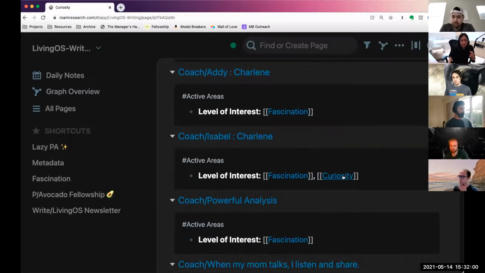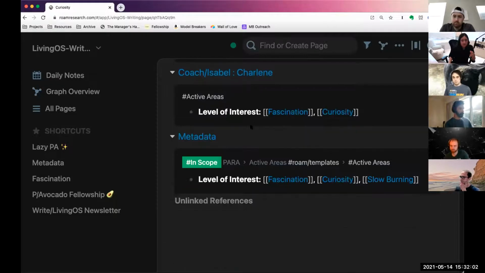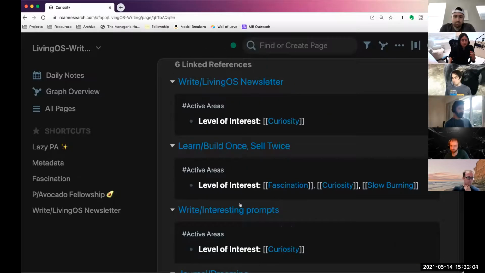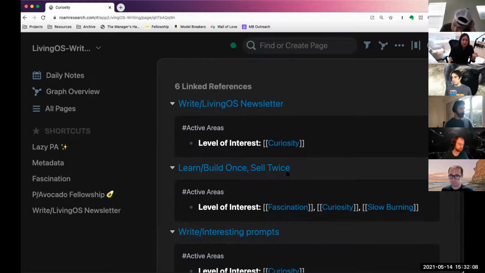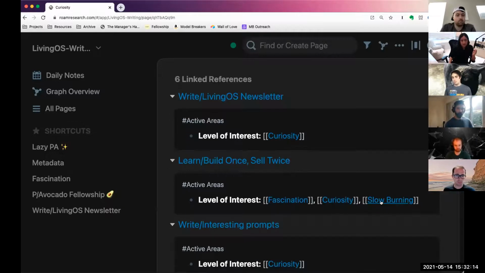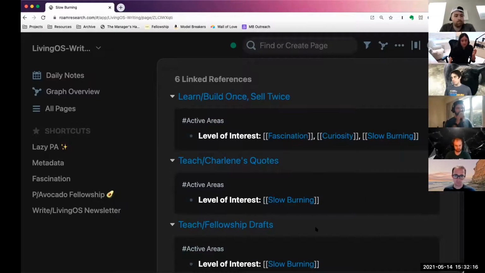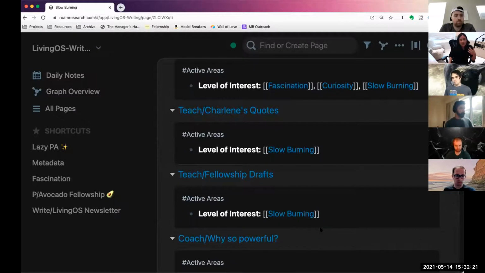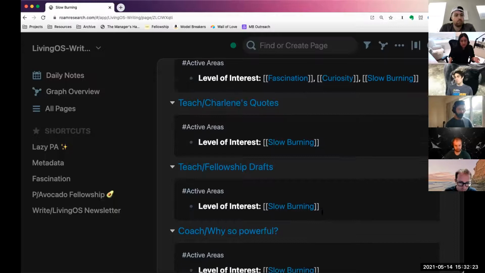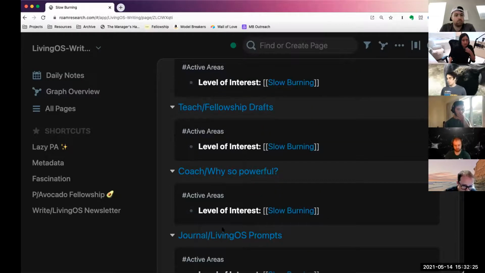And using curiosity as another one, here are some things where, like interesting prompts, things that I wonder about, but they're not that exciting yet, or I'm fine with not spending too much attention on them yet. And then there's slow burning, which is stuff that is there and has no deadline. I don't have that much excitement to work on it now, so I just put it on the back burner.